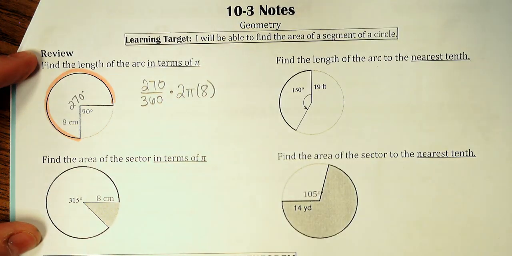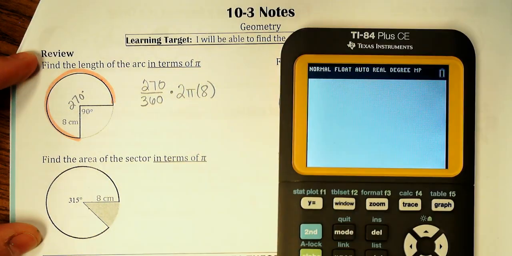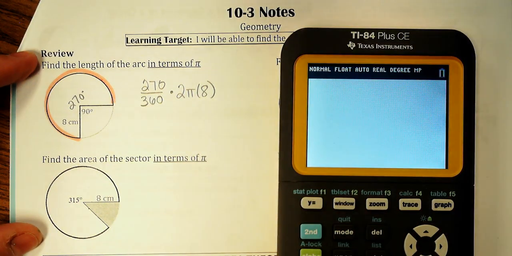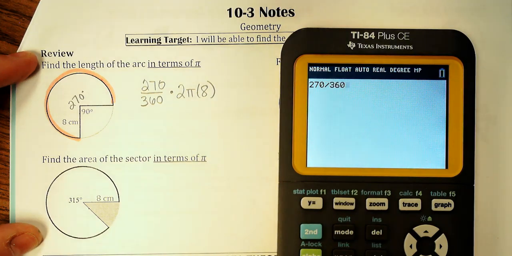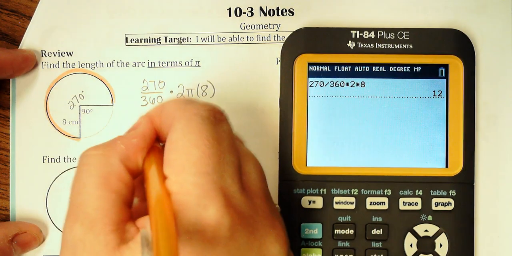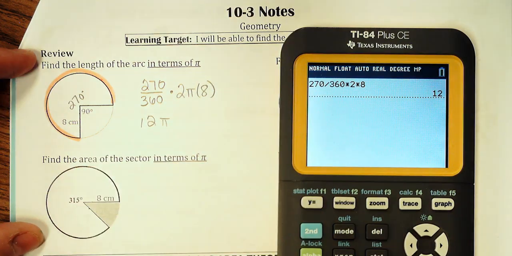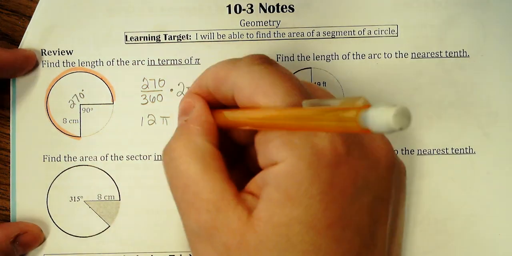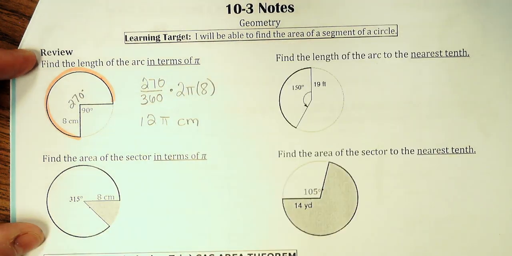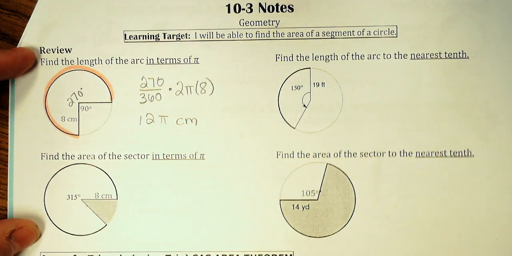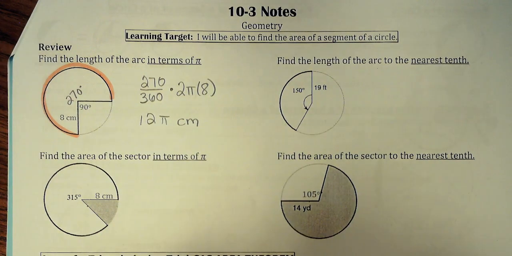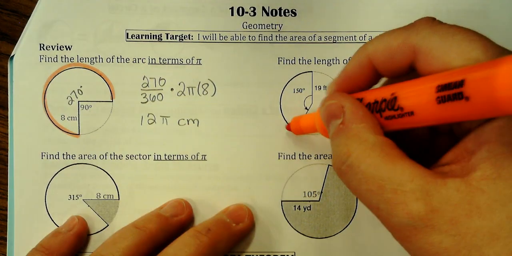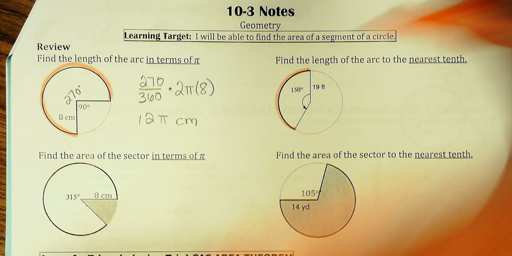If you remember from our previous lesson, if I want to leave this in terms of pi, I'm just going to type all the numbers in. So 270 divided by 360 times 2 times 8, and then we'll just write a pi next to that. I didn't include the pi, so I'm going to include that at the end. And then arc length is like a perimeter or part of a circumference, so it's just going to be the units. It's not squared.